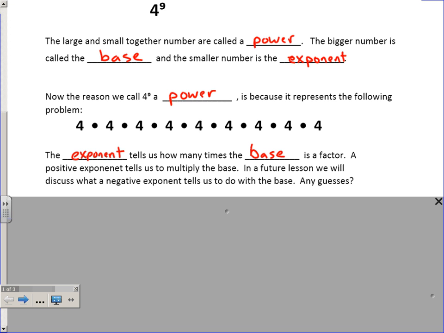So a positive exponent tells us to multiply, and then in the future we'll talk about a negative exponent telling us to do something else, which you might remember we've talked about. So maybe think about that. We'll talk about it in class tomorrow.